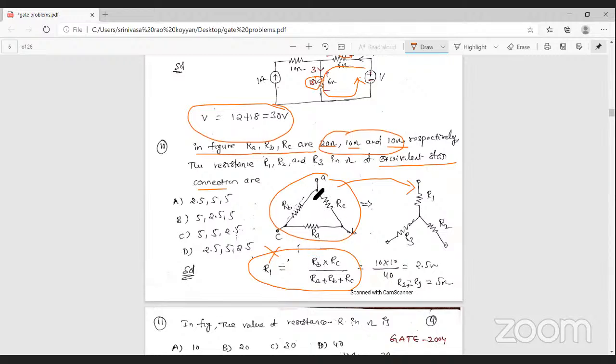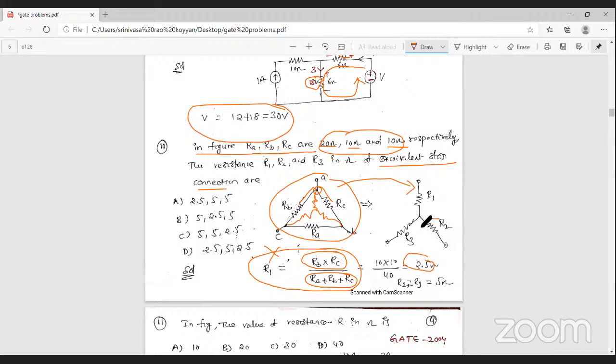This is the delta, now you can draw the star. This is the star connection. Let us assume the resistance R1. This is the R1 resistance. For this R1 resistance, it is connected at this point. At this point, what is the resistance value? It involves the delta values RB and RC. So first take the product of these two, that is RB into RC, then divide by the total resistance of the delta, that is RA plus RB plus RC. You get the star connected value.